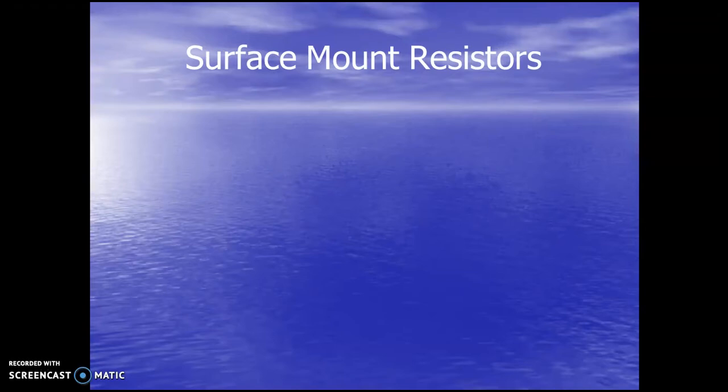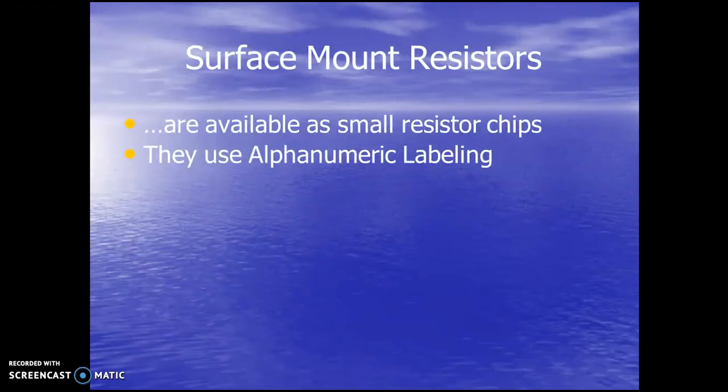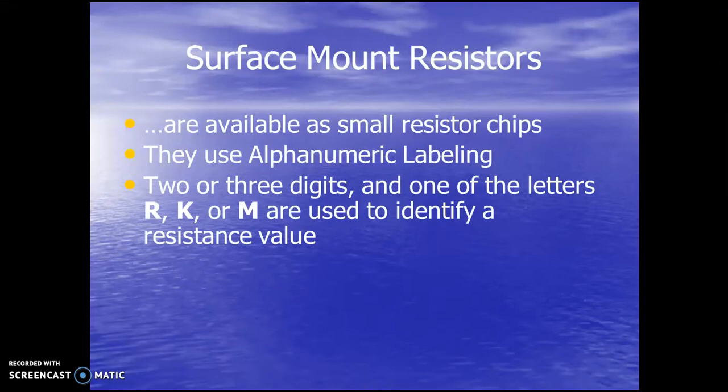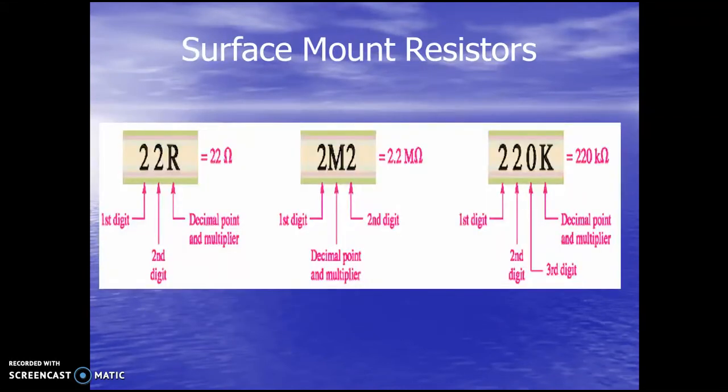Okay, so there are some other kinds of resistors. Surface mount resistors are little chips that you would typically use on a circuit board. And because they have a little more space on them, they can use alphanumeric labeling instead of colors. And so they'll give you some digits and a letter to help you identify what the resistance is of the chip. And the letter, of course, is the multiplier. Its position indicates the decimal point.